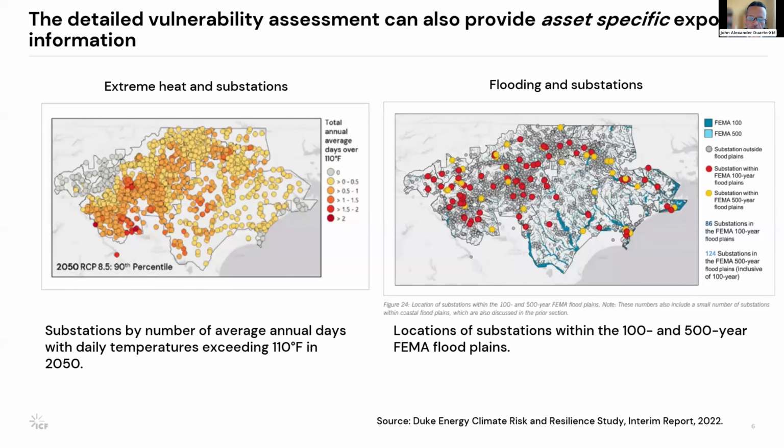On the right, staying with substations, we're showing flooding. And so it is substations in the 100-year FEMA floodplain, and we have the 500-year FEMA floodplain in yellow. So 100 is in red, 500 is in yellow. So vulnerability analysis can get down to the individual asset.